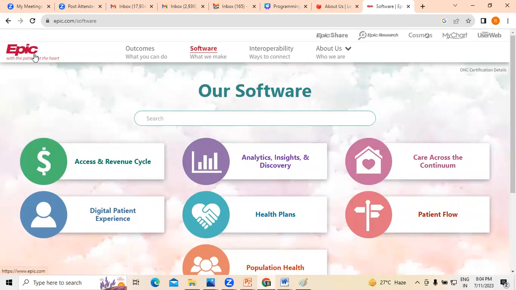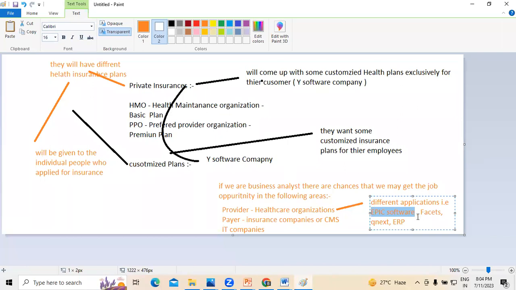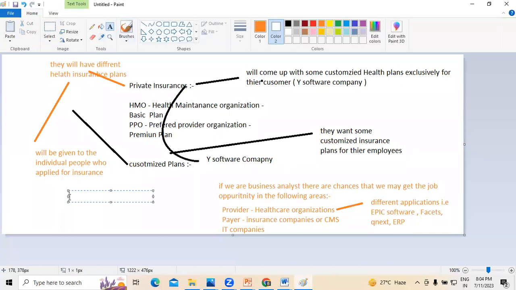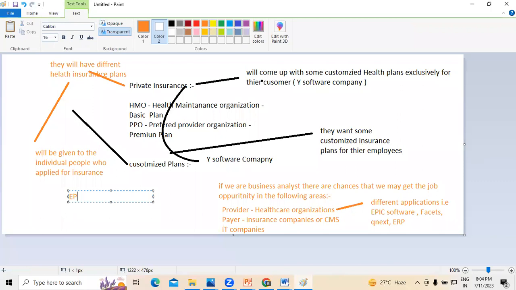Understood? Clear? So in a simple note, I can say Epic is a hospital management system. I'm not using very high vocabulary. Hospital management system. Is it clear for you? Right. First point.